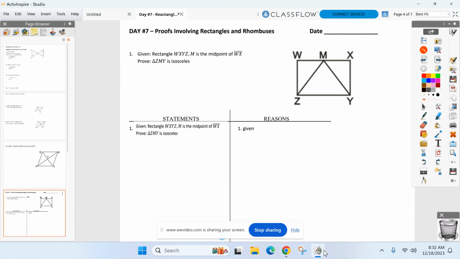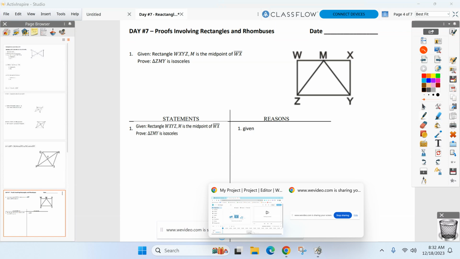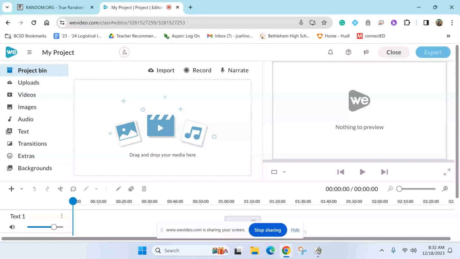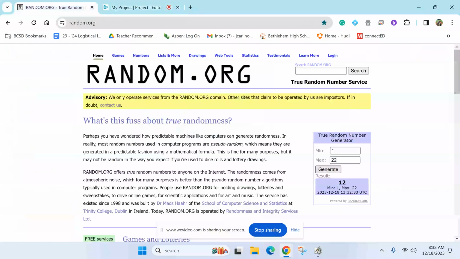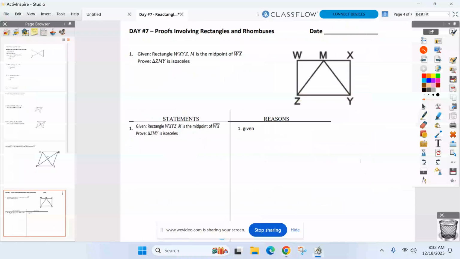Let's roll with this. This bad boy is a rectangle. M is the midpoint, and we're trying to show ZMY is isosceles. So first question I have is, how do you know a triangle is isosceles? If we're going to prove it's isosceles, how are you going to know it's isosceles before we get there? Let's start us off. 1, 2, Finley, how do I know a triangle is isosceles? Two sides or angles. Good.